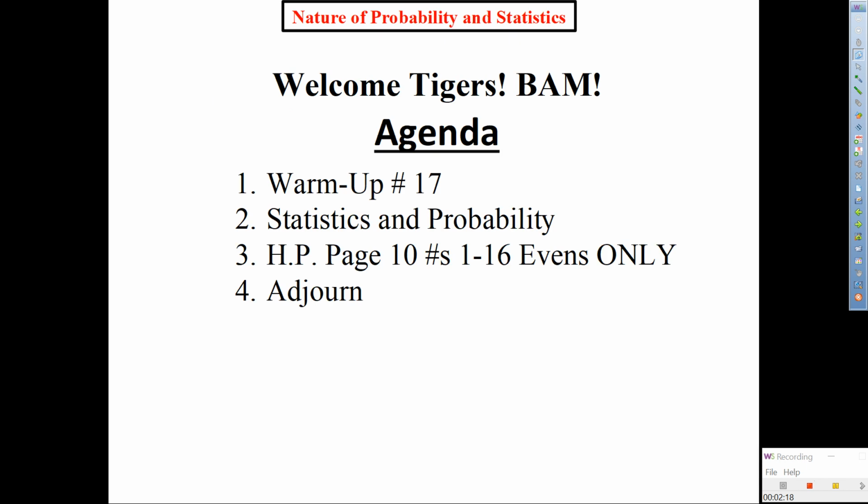Agenda for today, warm-up number 17, we're done. We're still with our statistics and probability. I'm still doing an intro of all the terminology. Today's going to be Unit 2. And your home plate for tonight is on page 10, only numbers 1 through 16, evens only.